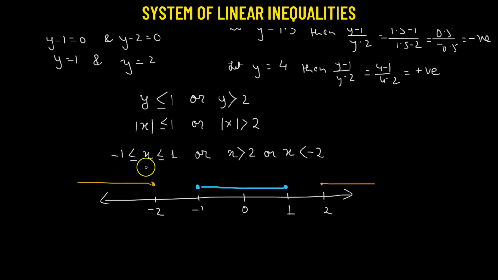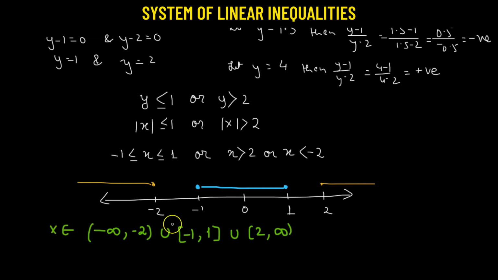So the common solution will be from negative infinity to negative 2. Negative 2 cannot be a part of the solution, so we'll use an open interval here. Union will go from negative 1 to positive 1. Here negative 1 and positive 1 are both part of the solution, so we'll use a closed interval. Union, and we have values greater than 2, that means it will go from 2 to infinity. So this is the value of x. So this is the solution to the given inequality.